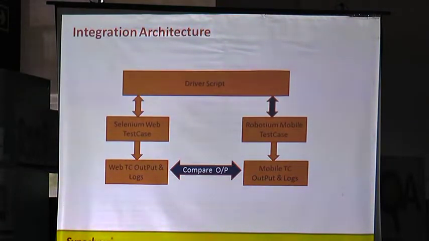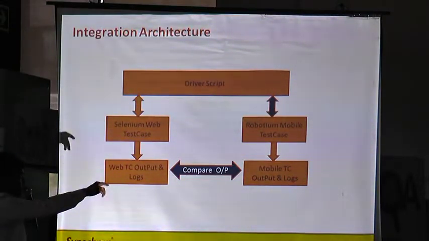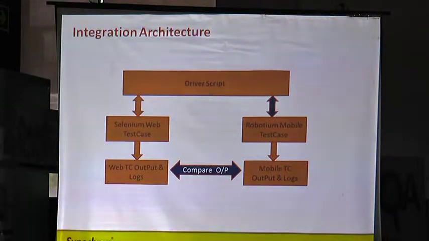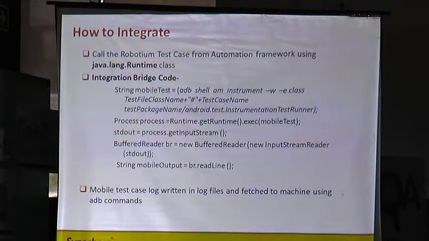So you need the expected data in that case. You have to store the expected data once the execution is completed at the device end, and fetch it on the machine so that you can compare it with the web element. For this, you can use simple ADB commands to fetch the log files. Once you get the log files, you can use simple file or string comparison functions to compare that information with the web.